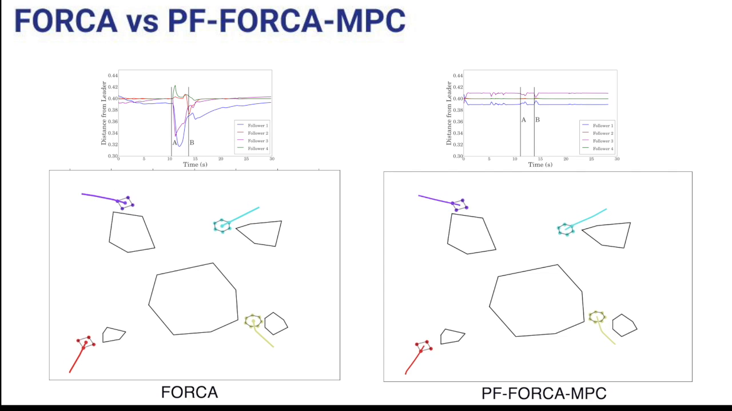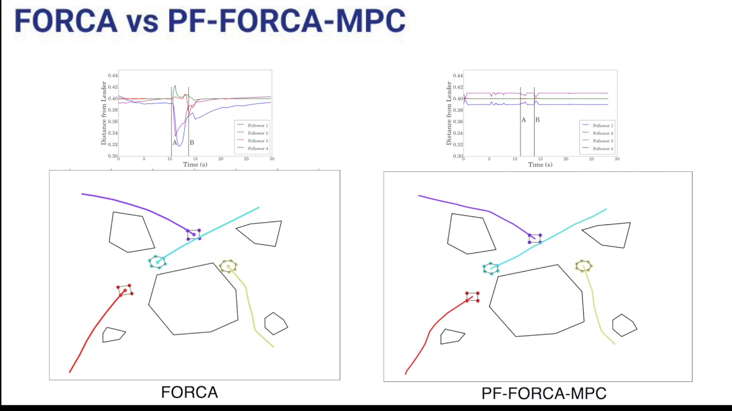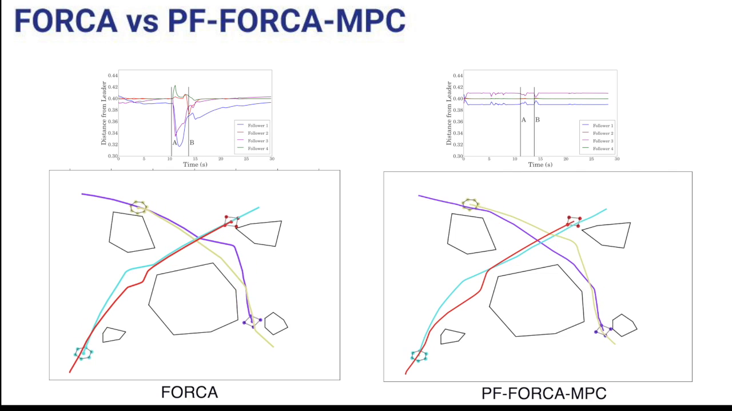The point A in the plots refers to the time instant when the red formation deviates from its desired path to avoid a collision, and point B denotes the time instant when the red formation returns to its desired path after avoiding a collision. So the leader-follower distance between points A and B with FORCA has sudden fluctuations as the formation takes a sharp turn to avoid a collision, whereas the leader-follower distance with PF-FORCA-MPC is quite stable without any sudden fluctuations as it does predictive planning.